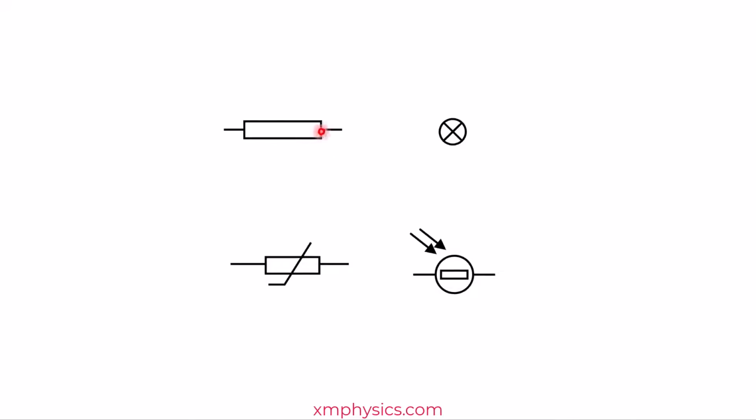So in this video, I'm going to walk you through these four devices. The first one is the resistor. I'm sure you are all familiar with this. The second one is the filament. Note the circuit symbol is just a circle with a cross in it.